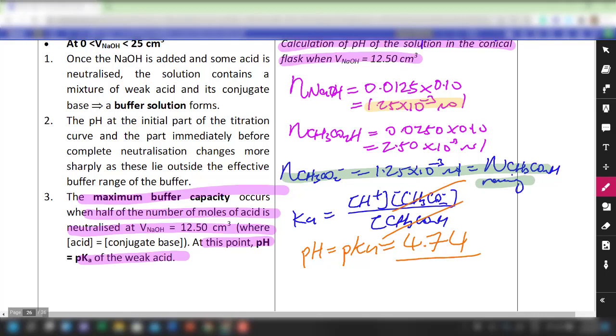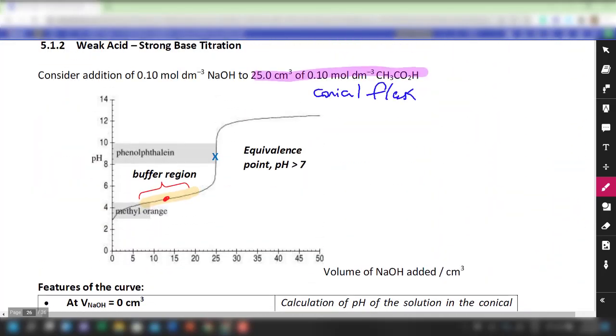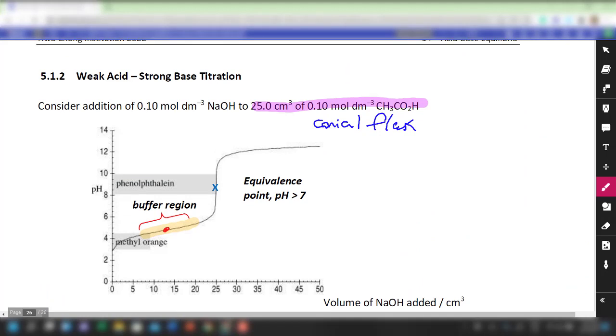Then we move on to the next portion, when the volume of sodium hydroxide added is 25.00 cm3. The pH is expected to be above 7, but what is the exact pH? That is where we need to perform the relevant calculation. You notice that I'm using sodium hydroxide and ethanoic acid with the same concentration of 0.10, so the volume of sodium hydroxide I need for complete neutralization will be 25.00 cm3.